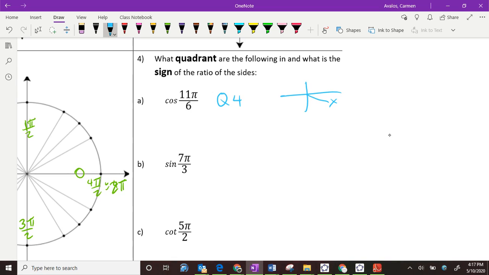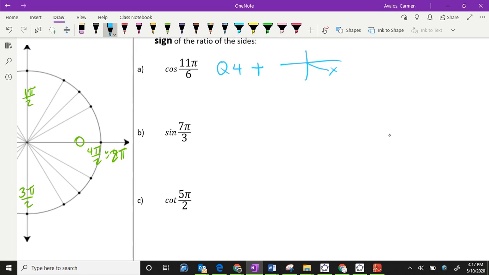And the sign of it is, cosine is positive there, so we know that we're going to get a positive sign there. 7 pi over 3. Notice how it's a 3 that rides along with the pi's over 6's, so we need to change it to pi over 6's. That means I'm going to multiply this by 2, not 6, 2 to make it 6. And so it's 14 pi over 6.